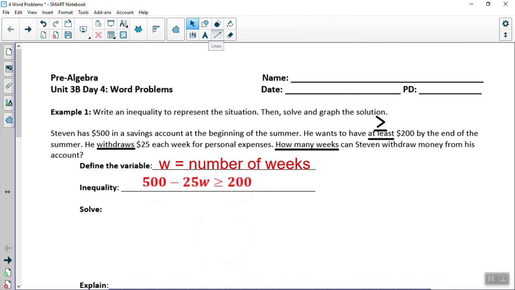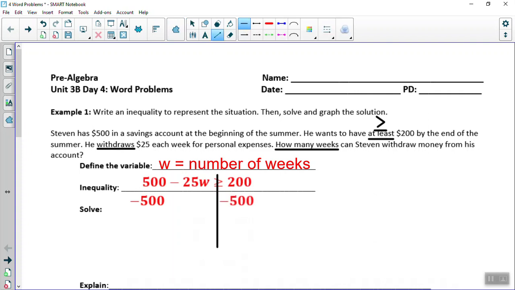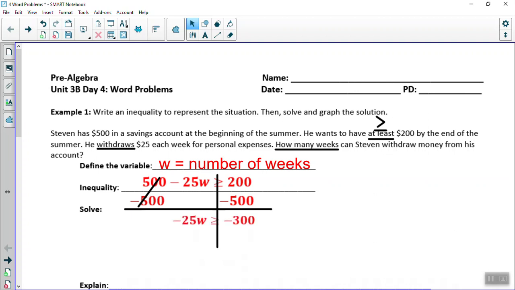All right, so now let's go ahead and solve. Just like any other time, I'm going to draw my line through the inequality symbol. And I need to isolate my variable term. So I need to get rid of the 500, so I'm going to subtract 500 from both sides. Those cancel out. And I bring down my negative 25W. So watch out for that. That's a negative 25W that I'm going to bring down. And then 200 minus 500 is negative 300.